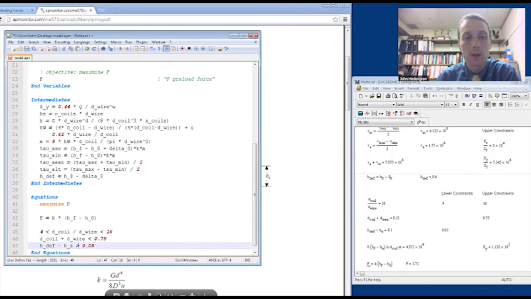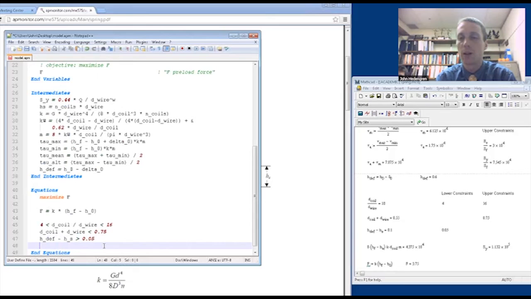Okay, so there was another constraint. So what are the other constraints now? Do we have any others?